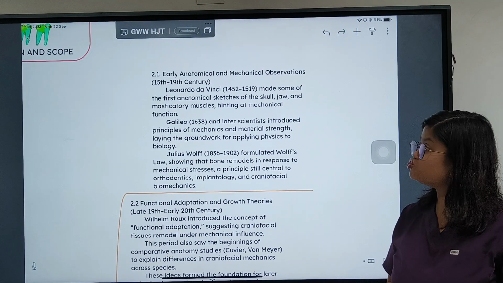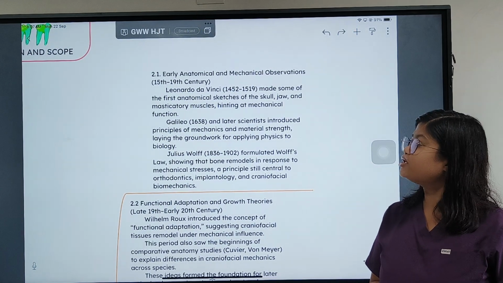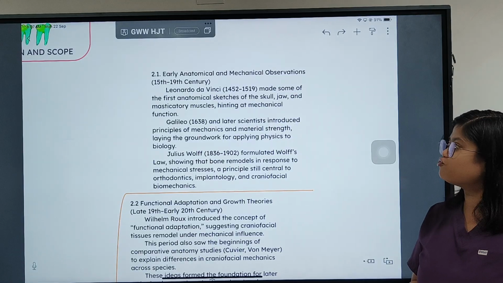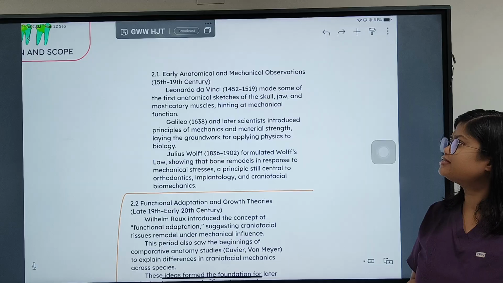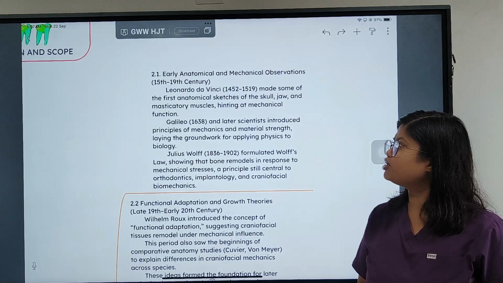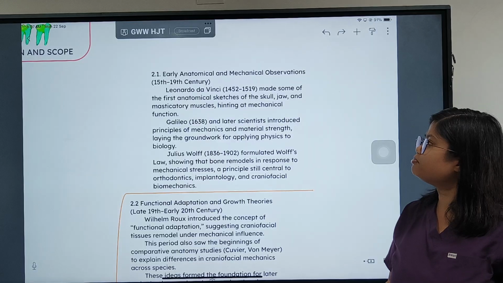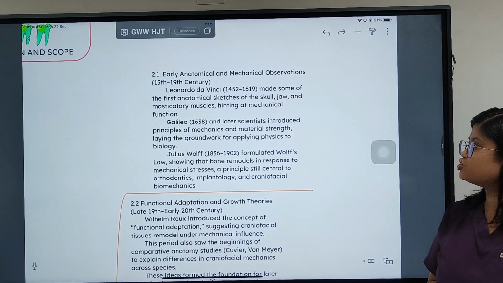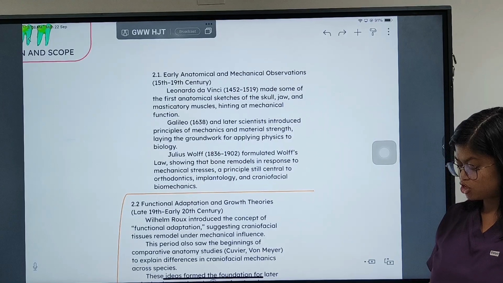Coming to the history of biomechanics, how it came into play in general and for the oral and maxillofacial structures as a whole: it dates back as early as the 15th to 19th century, in which Leonardo da Vinci, 1452 to 1519, made some of the first anatomical sketches of the skull, jaw and the masticatory muscles, hinting at mechanical function.